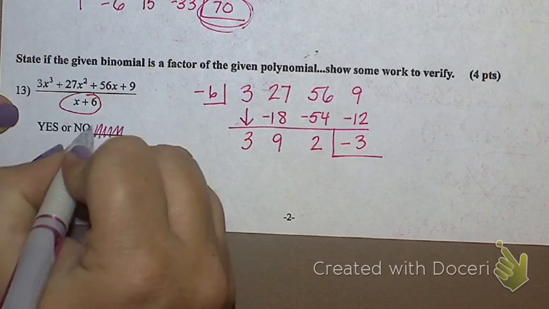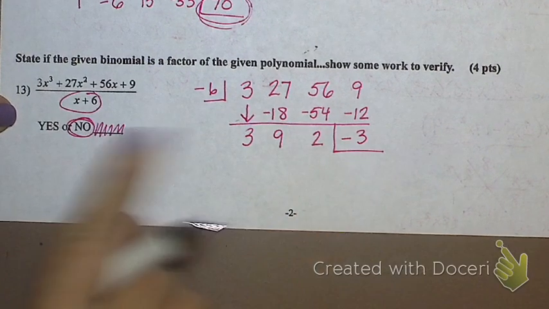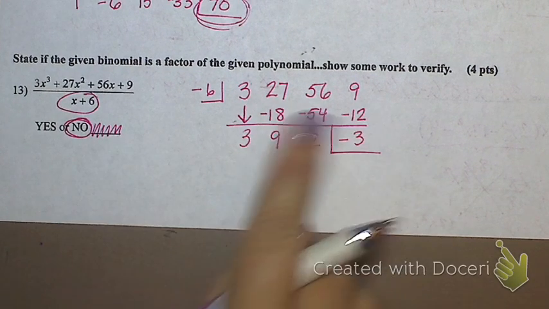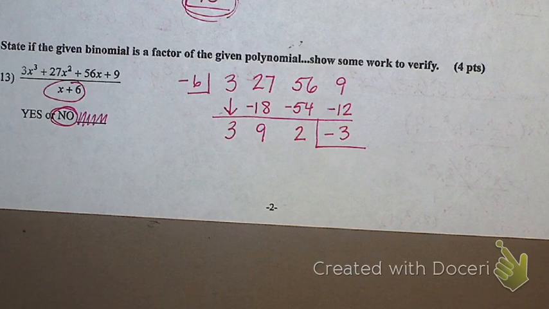No. You don't need to put the negative 3 over here. I just need to see your work over here. And then just circle the correct one, yes or no. Okay? Any questions?